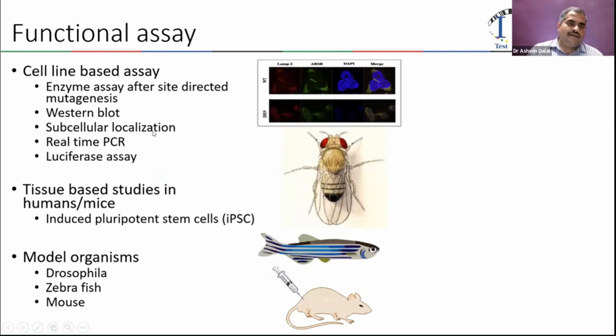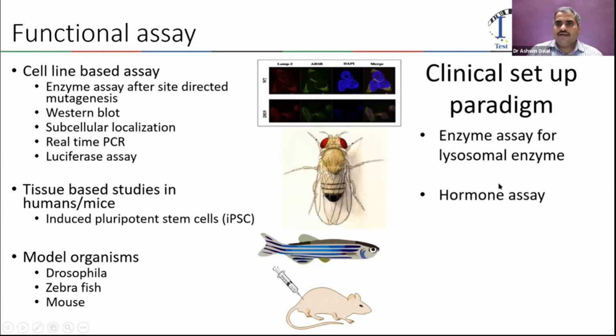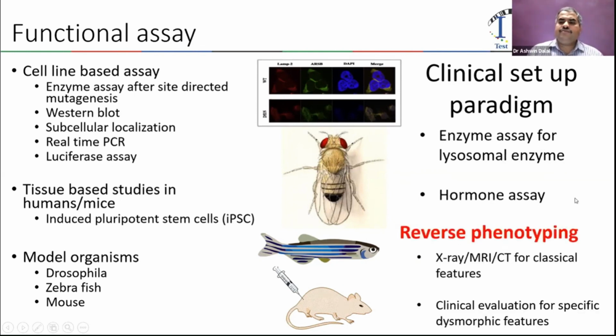And the last evidence comes from the functional assay, which can be either a cell-based assay or tissue-based studies or model organisms like Drosophila, zebrafish, and mouse. So this whole part forms part of the research laboratory. However, in a clinical setup, you could use functional assays like enzyme assay for lysosomal enzymes or hormone assays, or especially a reverse phenotyping, which can be very important in the clinic.